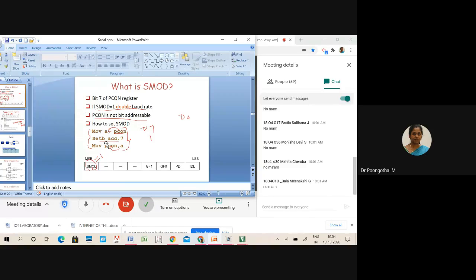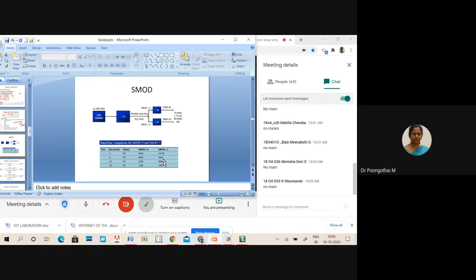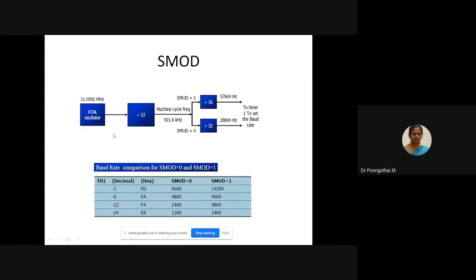Any doubts regarding this SMOD bit? It's a very important bit in your serial communication. So this diagram explains how your baud rate is doubled. Okay. So here is the external oscillator circuit. Already I explained this.